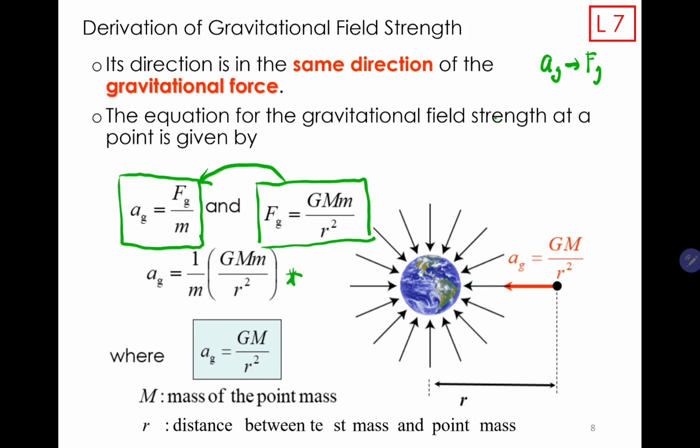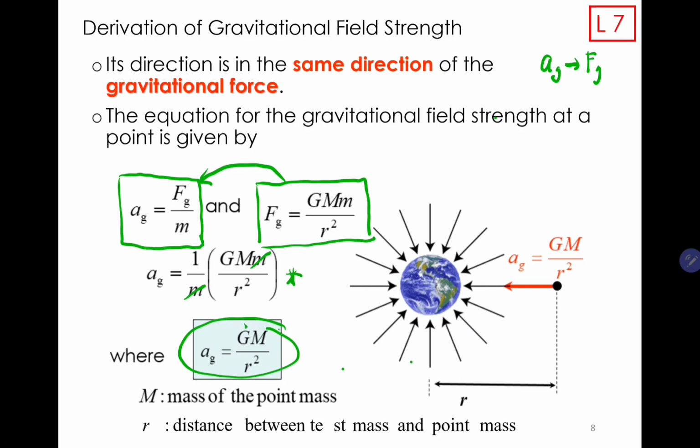Alright, so what do we have now? Ag equals GMm over mr squared. So m and m cancel each other, giving you GM over r squared. This is the main equation of Ag. Ag equals GM over r squared.